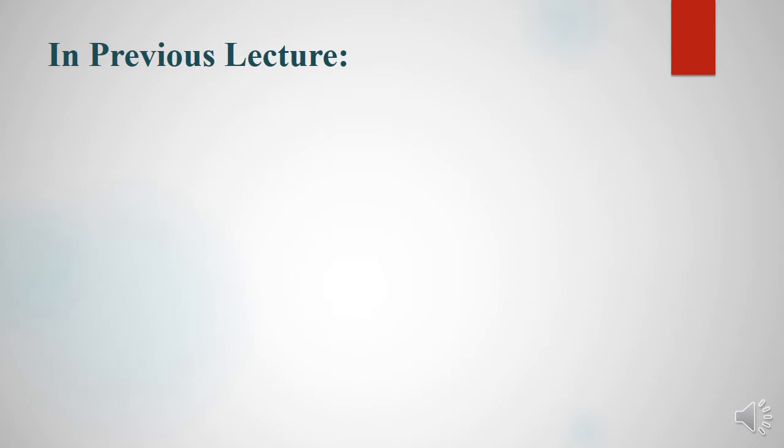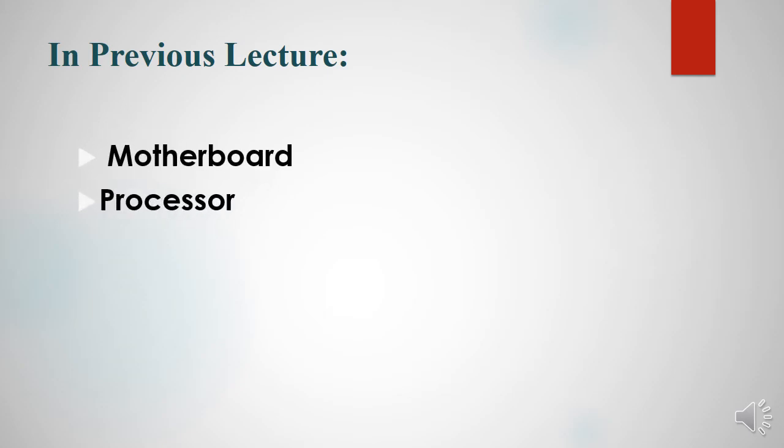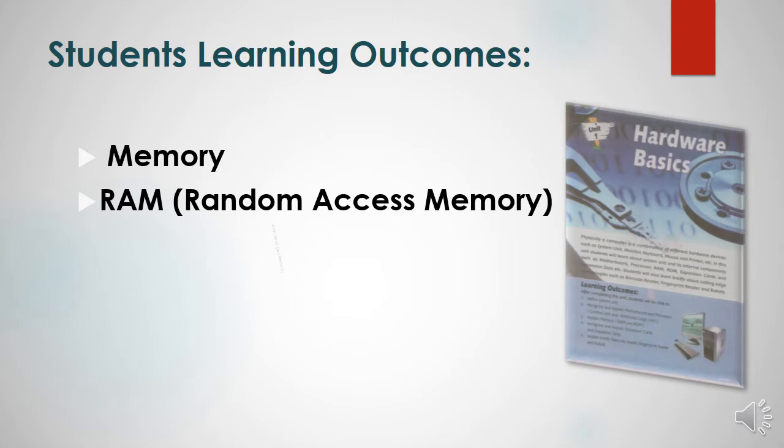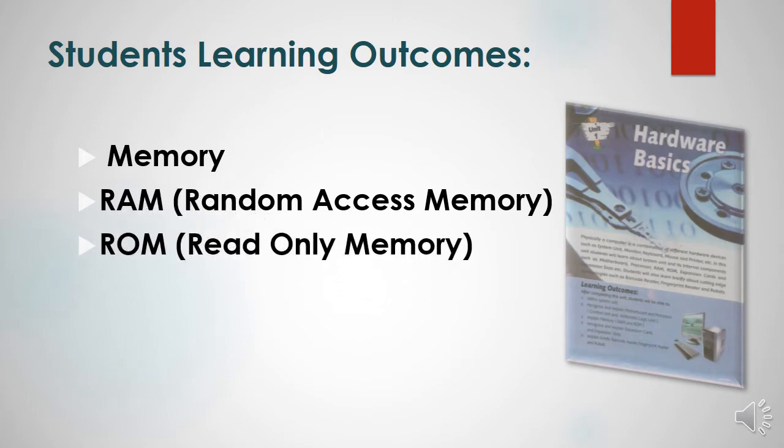In previous lecture, we have discussed about motherboard, processor, and components of processor like ALU and CU. Today we are going to discuss very important topics. So, today's students' learning outcomes are memory, RAM, random access memory, ROM, read-only memory. And at the end of the lecture, there will be an assignment.